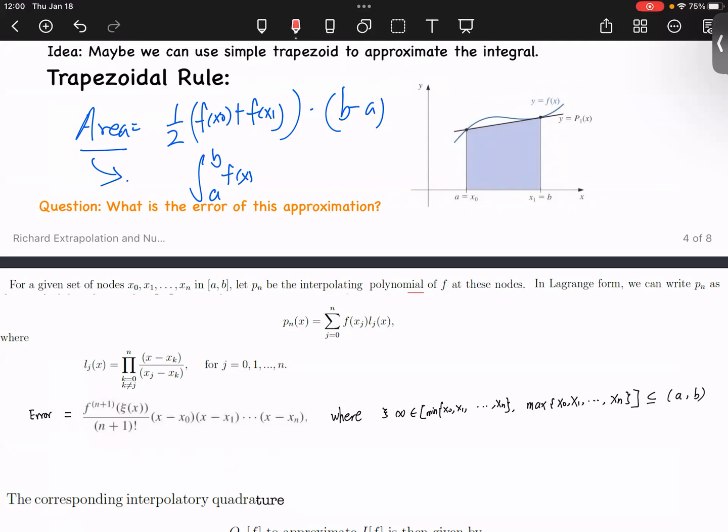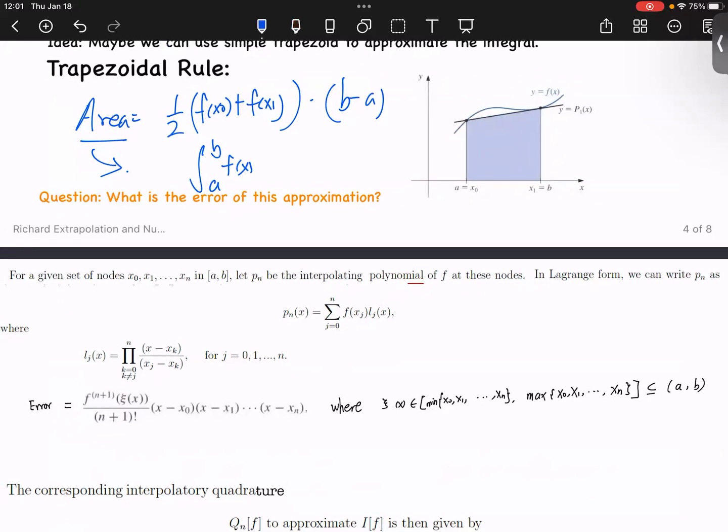If you are using n+1 node points, this is our error for the Lagrange interpolation. We have the n+1 derivative here, evaluated at a point c, which depends on the x you have, and c(x) is in between this interval. Because the node points are in between a and b, the c point is also in between a and b.